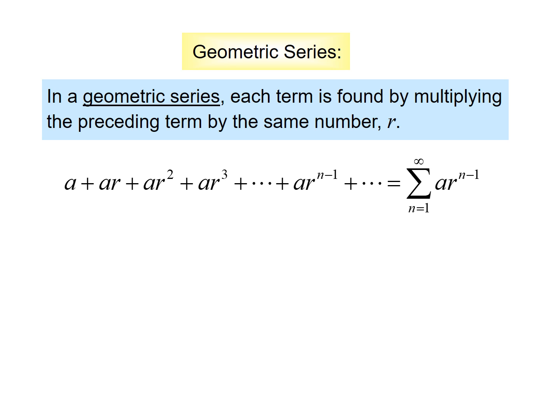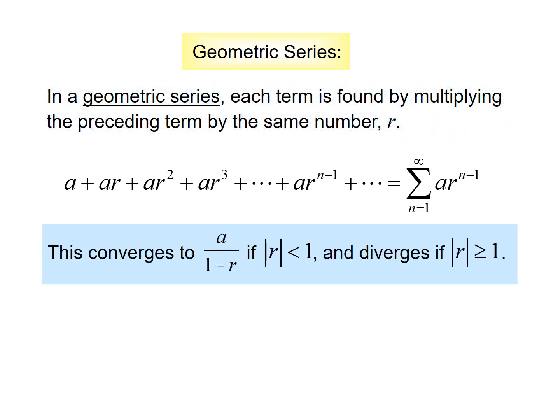We'll take a look at a series that we're already familiar with, a geometric series. We know that a geometric series is formed by multiplying by the common ratio r. And we know that a geometric series converges to a over 1 minus r if the absolute value of r is less than 1, and diverges if the absolute value of r is greater than or equal to 1. So for any values of r between -1 and +1, we know the series converges to a over 1 minus r, otherwise it diverges.